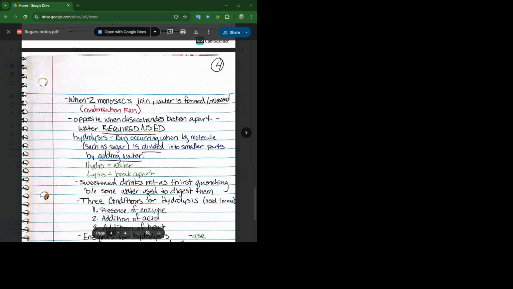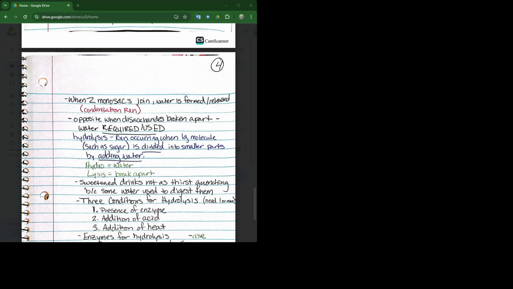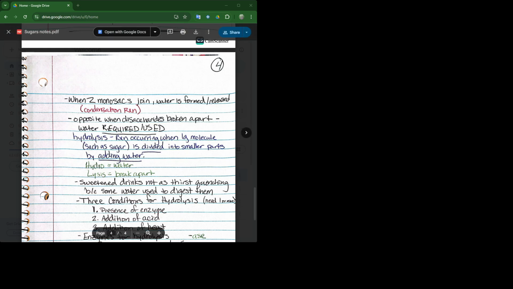And then finally, from that paragraph, I'm going to write that sweetened drinks are not as thirst quenching because some water is used to digest them, because they've spent a bit of time with that. So it's a key point that water is needed for digestion of disaccharides.